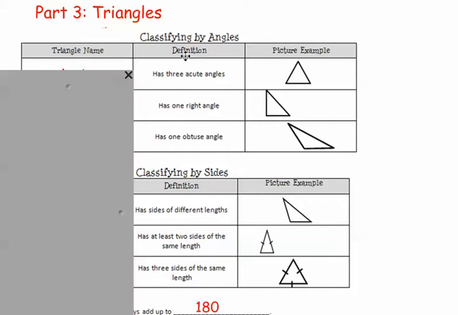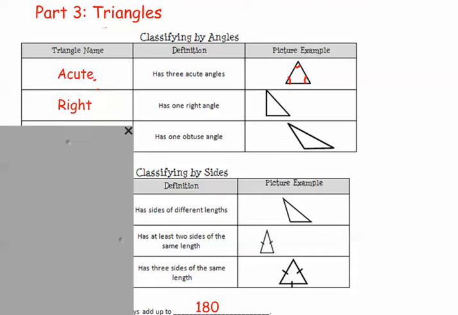All right, so looking at their angles, a triangle that has 3 acute angles is simply an acute triangle. Do you notice here how these angles are all really small? They're all less than 90 degrees. One right angle, that is a right triangle. They will normally show you that it has a right angle by a little square there.